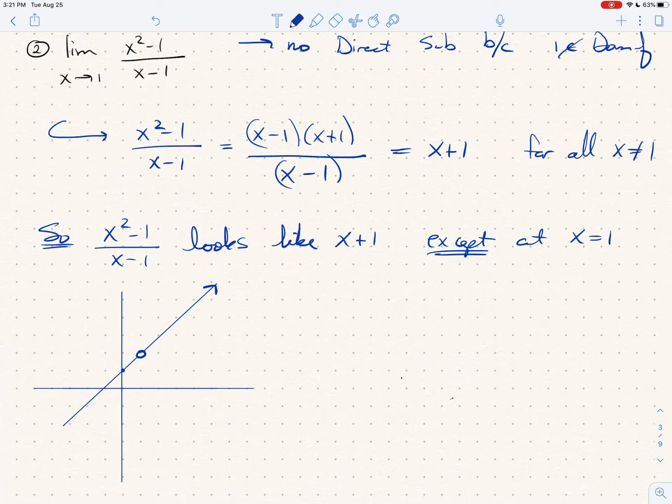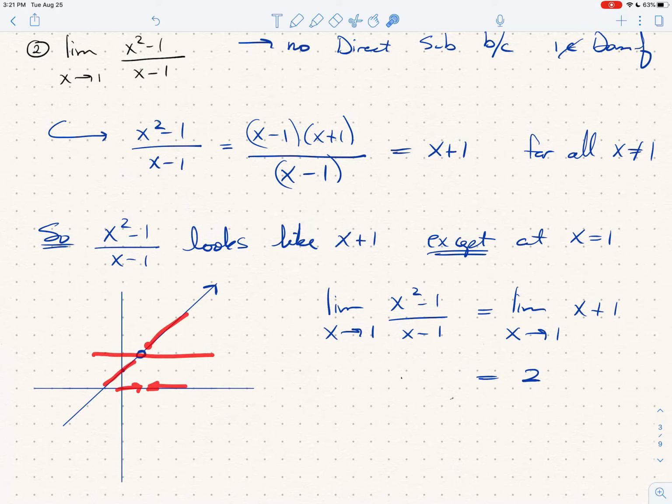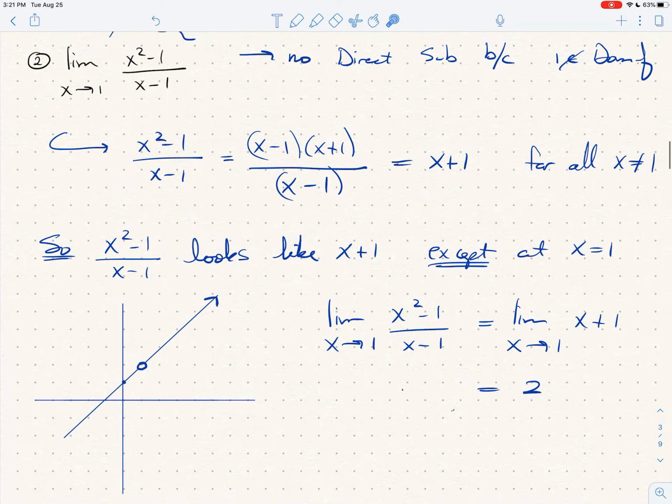Well, now you can pretty easily see that the limit as x goes to 1 of x squared minus 1 over x minus 1 is just the limit as x goes to 1 of x plus 1, which is just 2. You can see it visually, right? As x goes to 1, the y value is getting closer and closer and closer to 2. And so this limit is 2. You can see it visually. You can also see it from the formula right here. When you plug in 1, you get out 2. So even though I couldn't do the direct substitution property on the entire function, I was able to reduce the function and then still at the end of the day use the direct substitution property.